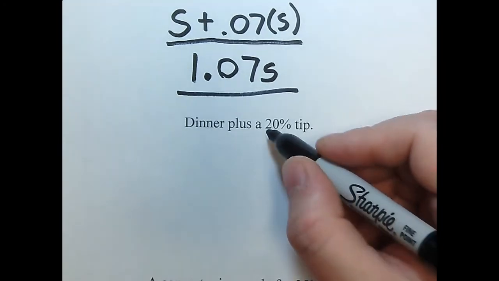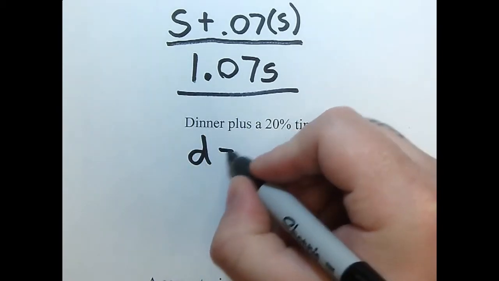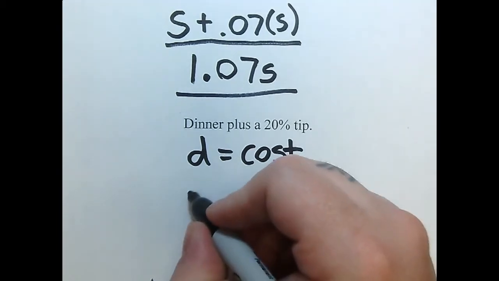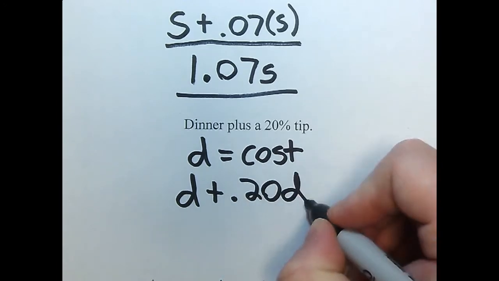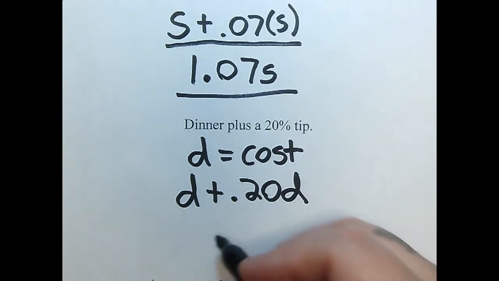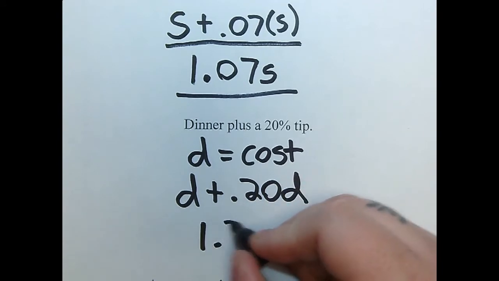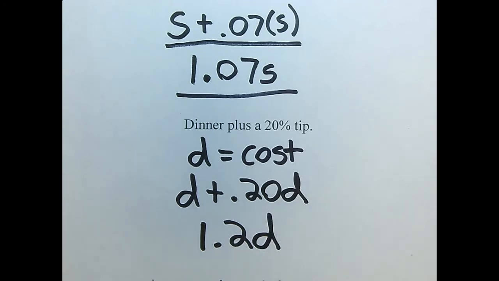Okay, the next scenario we have is dinner plus a 20% tip. So this is about the same thing. We're going to say D is going to be the cost of the dinner. So D is our cost, and we know that we could take D and we can add 0.20D. Or to shorten it up, we know from the previous example here, we can just consider 1D, 0.2, and we don't really need to add this 0, so we can just say 1.2D. That is our dinner plus our 20% tip.